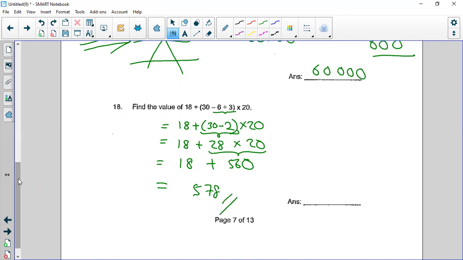There's only one way to do this. Okay, no other way to show this. There's no other kinds of representation. Okay, all right, question 19.